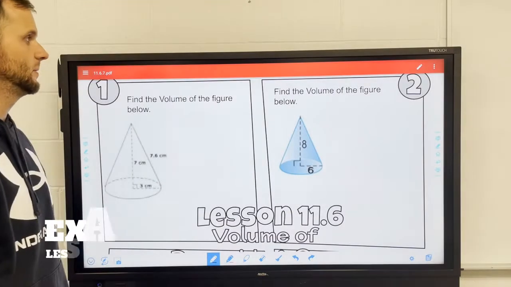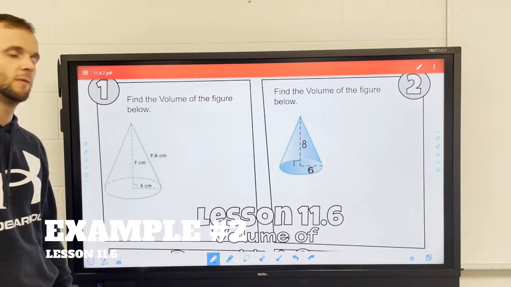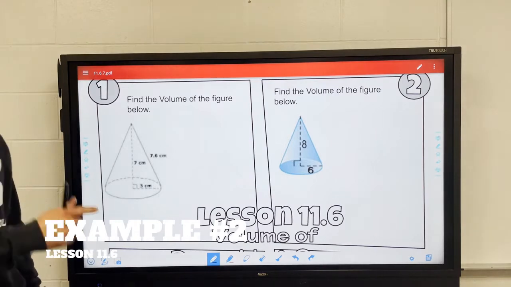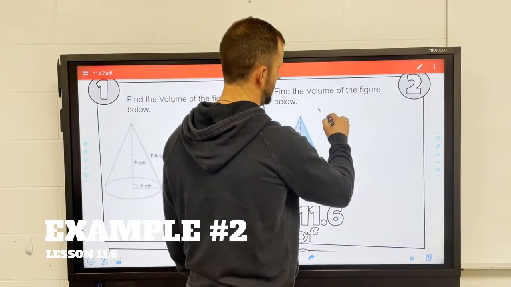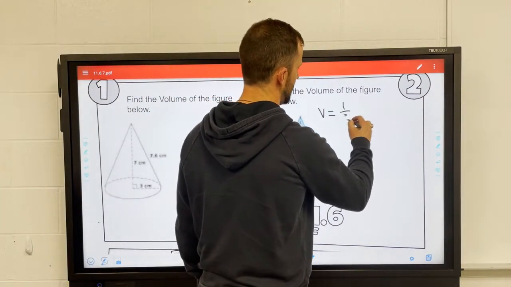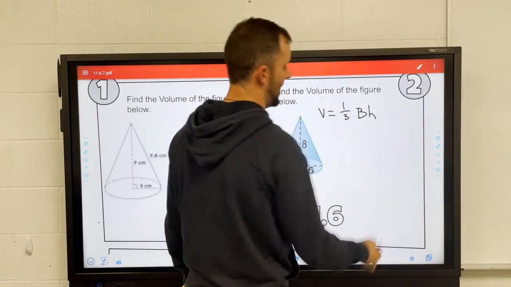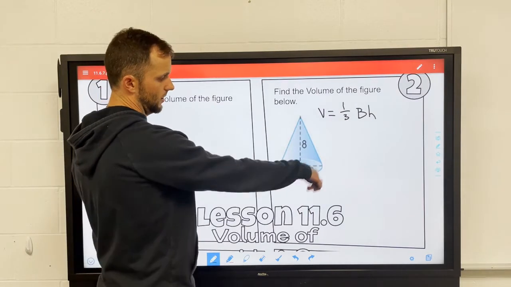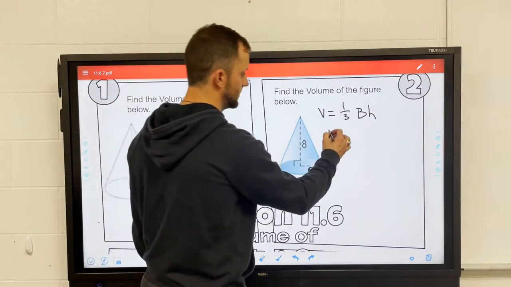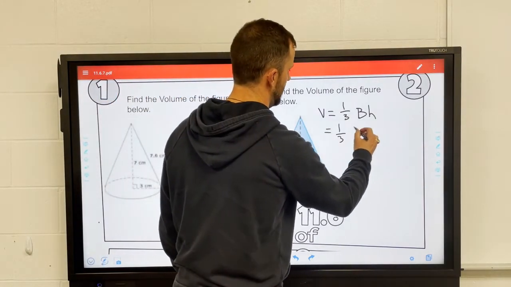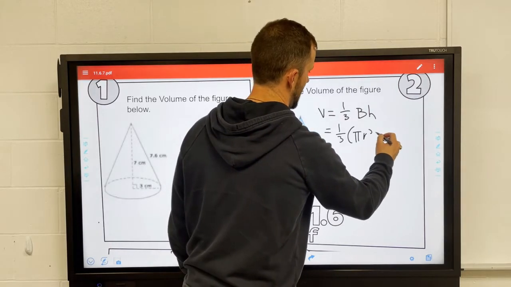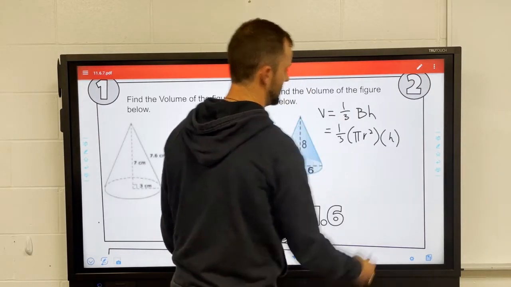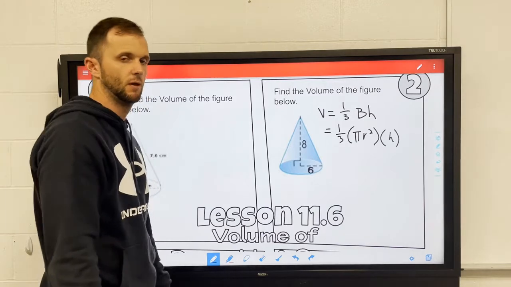On example number 2, it wants me to find the volume of the figure below. I'm dealing with the same info again. So the volume is equal to 1/3 the area of the base times the height. Again, my capital B stands for the area of the base. If you look on a cone, I have a circle as my base. So I'm going to do 1/3 pi r squared times the height of my cone here. I'm basically breaking it up here, okay? So here we go.